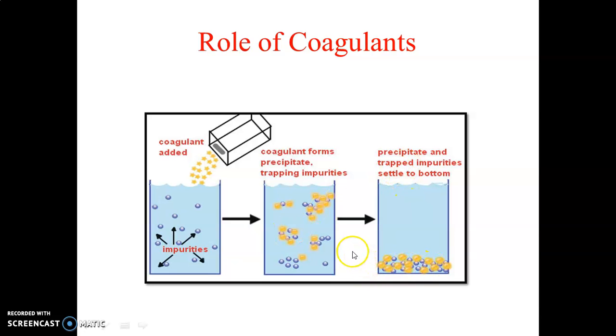Or they are coalesced. That means they come together by adding alum or ferrous sulfate, and they will settle down as shown in this figure. So this is the role of coagulants in filtration or sedimentation. You can use this in filtration also, or sedimentation.